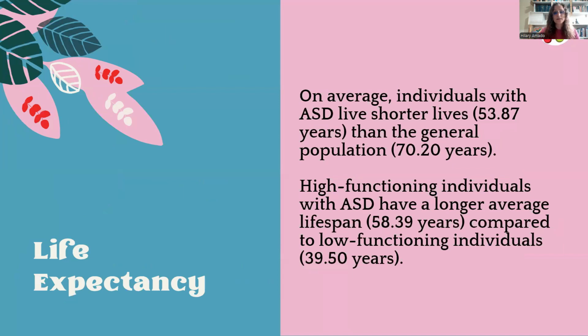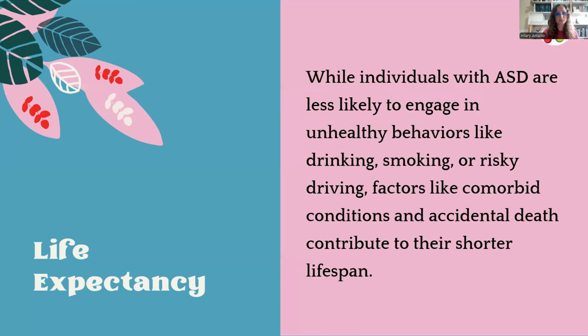Hervoitsky et al. compared the lifespan of individuals with ASD to the general population. They found that on average, individuals with ASD live shorter lives, with an average of 53.87 years, than the general population, which has an average of 70.2 years. High-functioning individuals with ASD live longer. They have an average longer lifespan of 58.39 years compared to low-functioning individuals with 39.5 years.